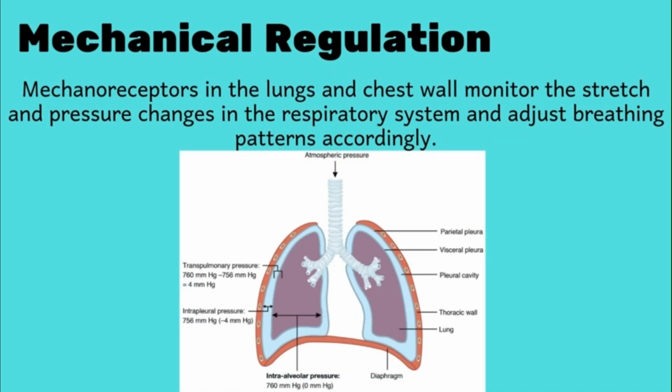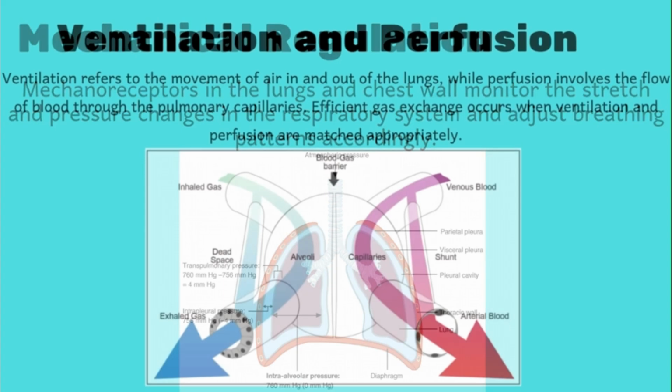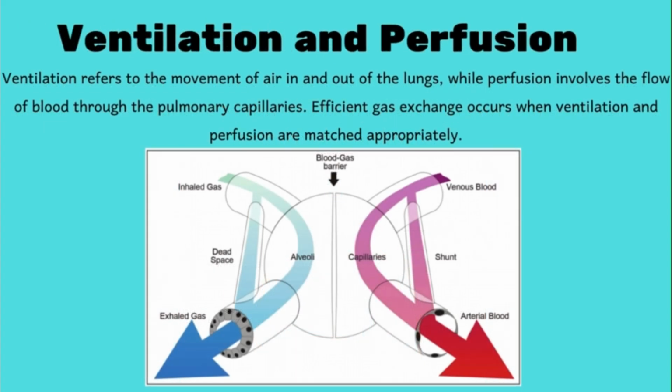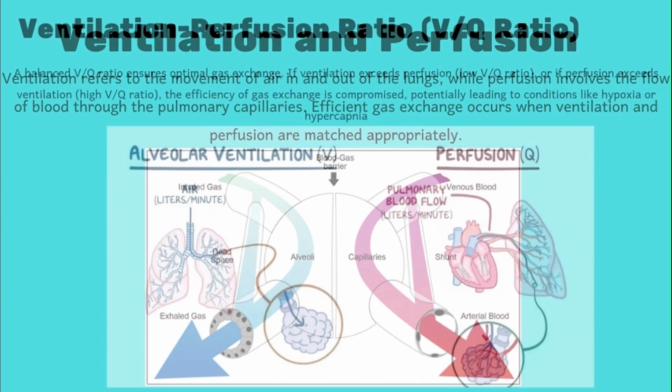Mechanical regulation. Mechanoreceptors in the lungs and chest wall monitor the stretch and pressure changes in the respiratory system and adjust breathing patterns accordingly. Ventilation and perfusion. Ventilation refers to the movement of air in and out of the lungs, while perfusion involves the flow of blood through the pulmonary capillaries. Efficient gas exchange occurs when ventilation and perfusion are matched appropriately.